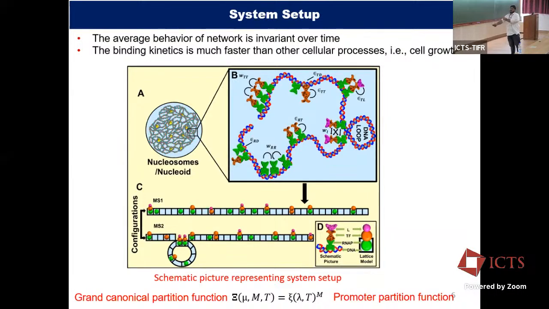So then the cell is an example of an open system. That's why we want to deal with it in the grand canonical ensemble, by using the grand canonical partition function, which has a relation with the zeta term, which we are calling the promoter partition function.